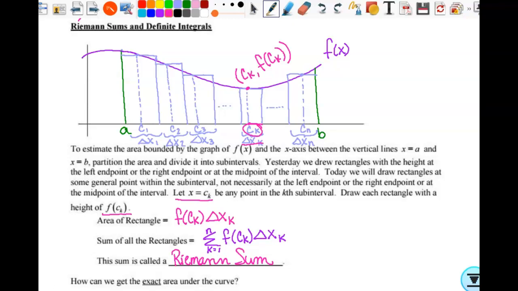But what do you think we could do so that we could get what could make our area under the curve better and better, and what could help us get an exact area? What are you thinking?